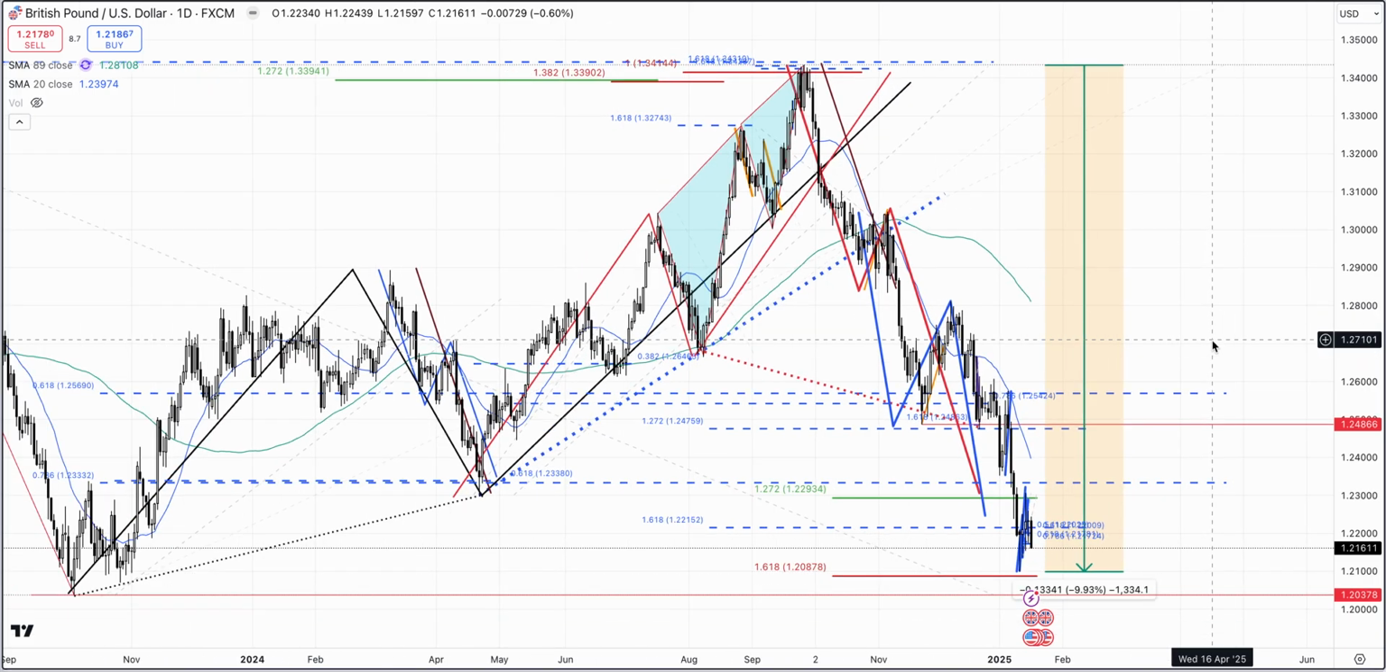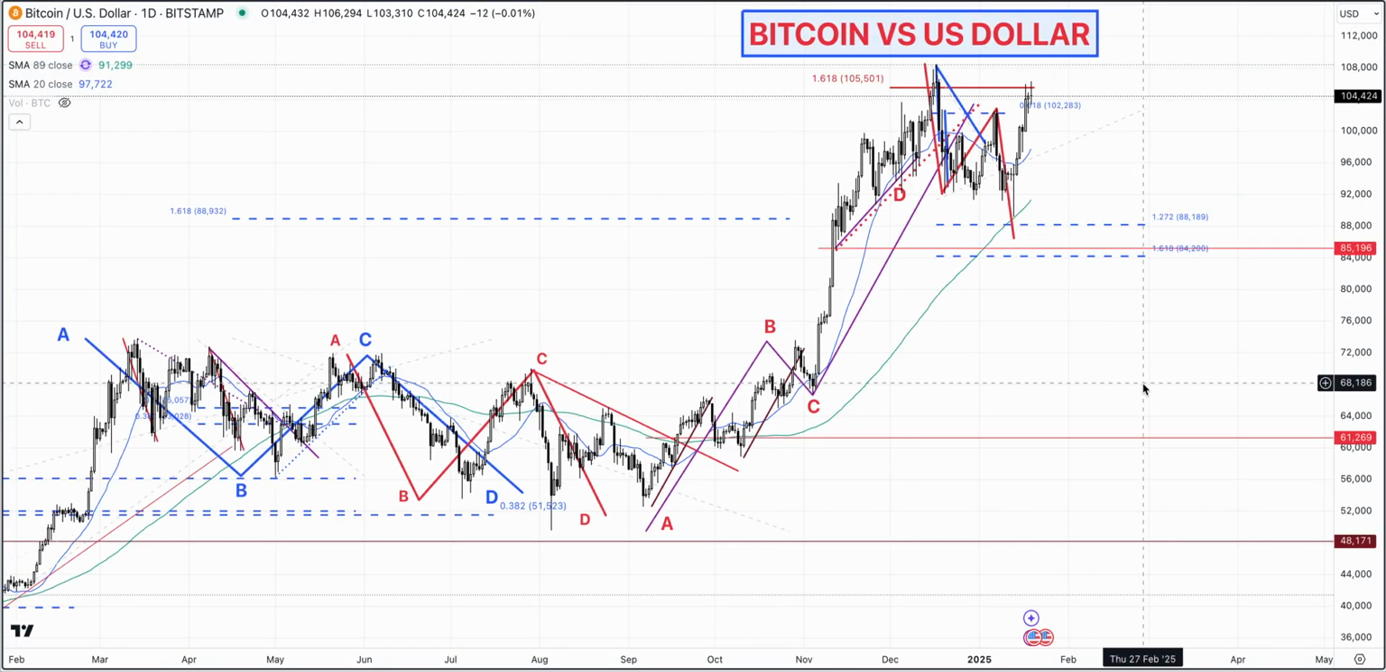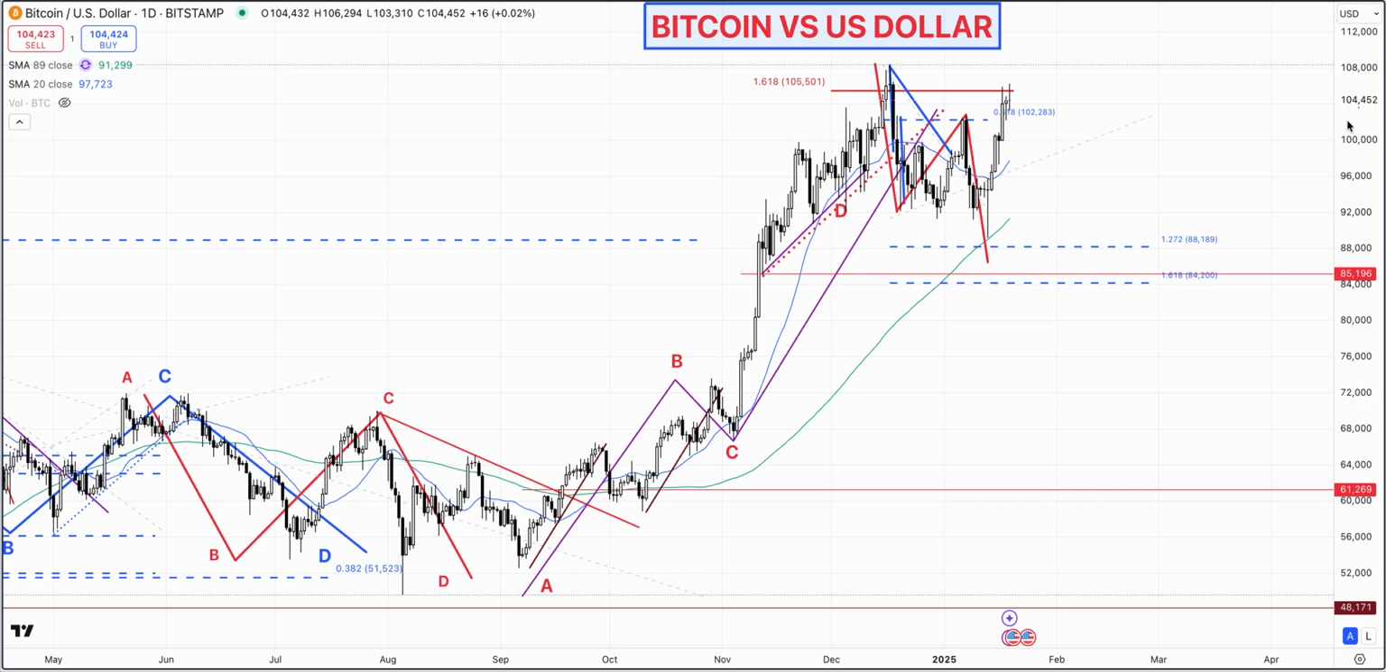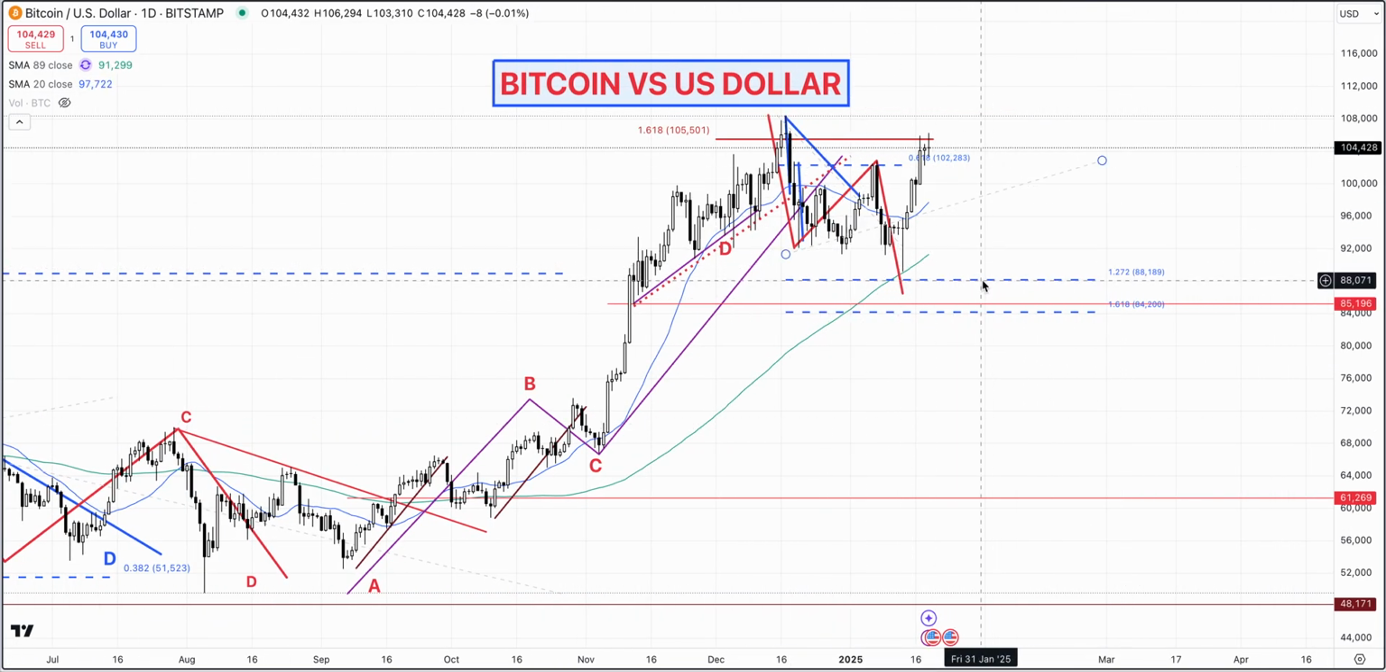Okay, now let's take a look at Bitcoin, and we'll also try to cover some of the crypto right here. So Bitcoin is very interesting because we were watching for this ABCD completion between the 88,000 and 85,000 level. The market put in a low around 89,164 and has rallied back.